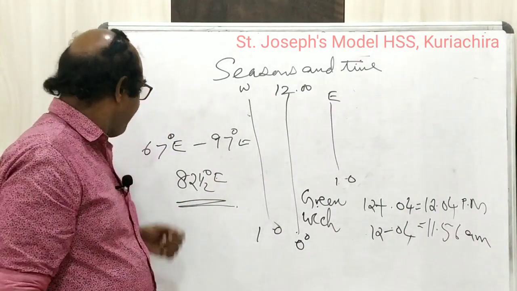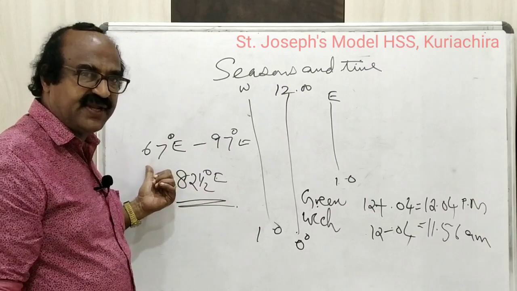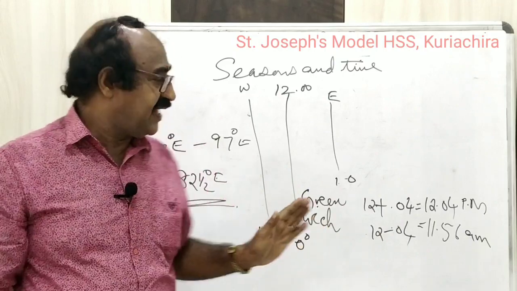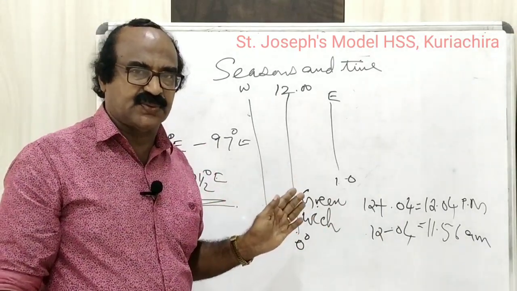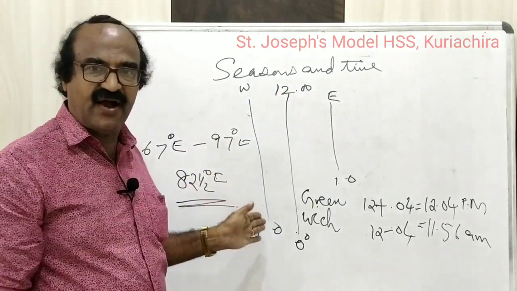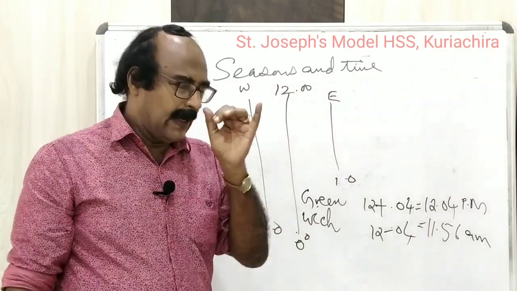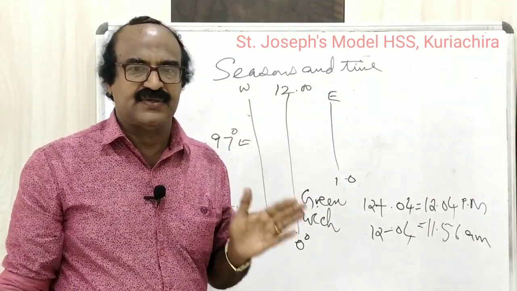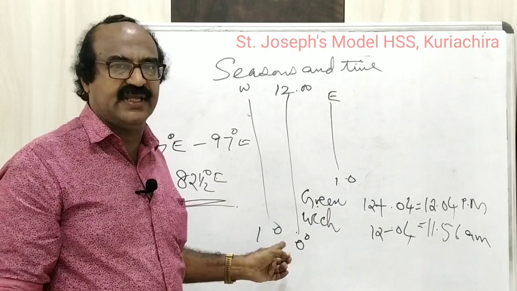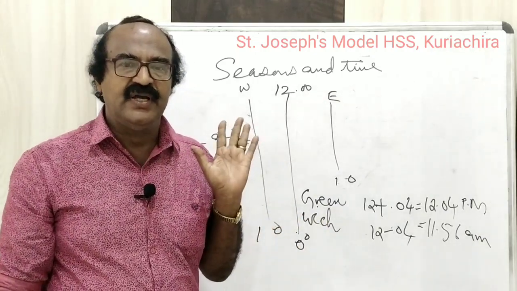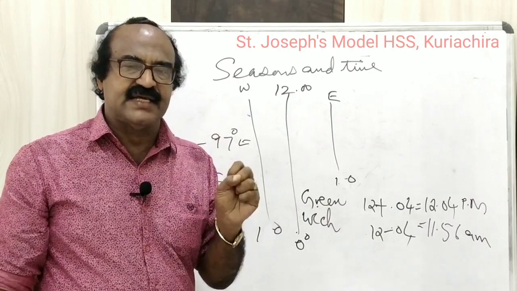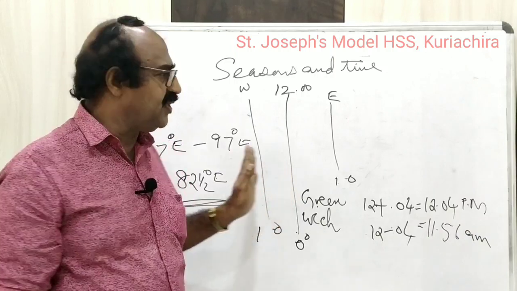82.5 degree. Once more, the longitudinal extent of India is 67 degree east to 97 degree east. The longitude which passes through the middle of these longitudes, that is 82.5 degree east, is the standard meridian of India or standard longitude of India. The local time at the standard meridian is the standard time of India. That you have to remember.